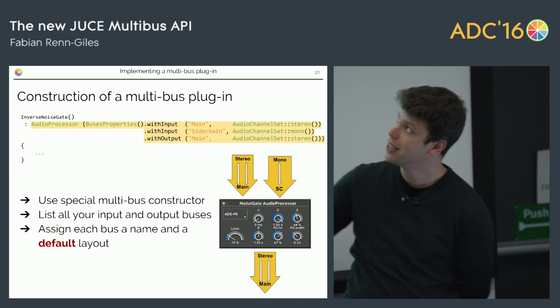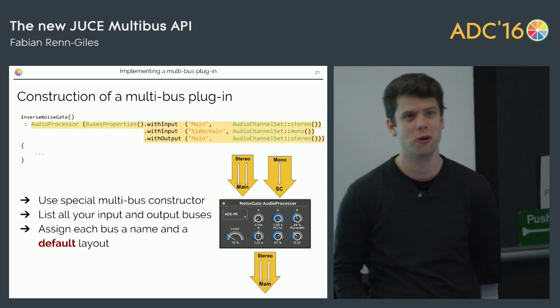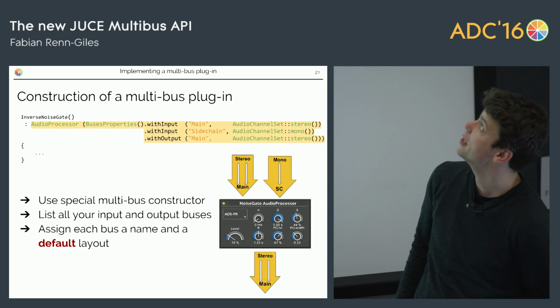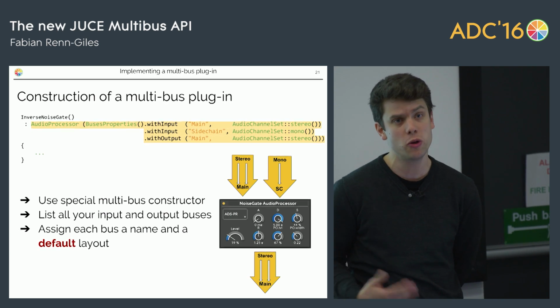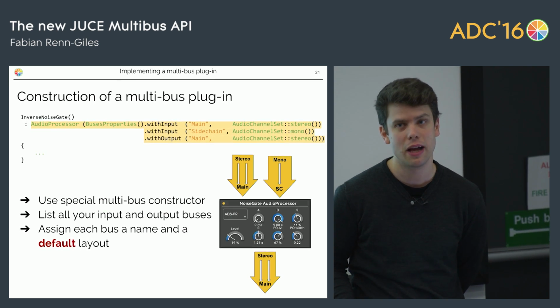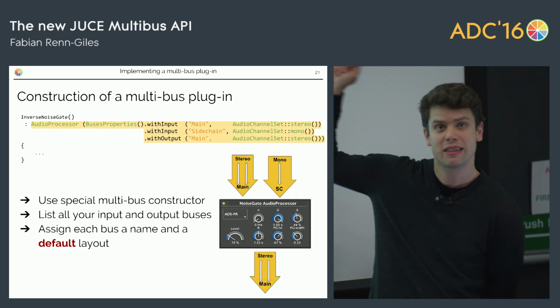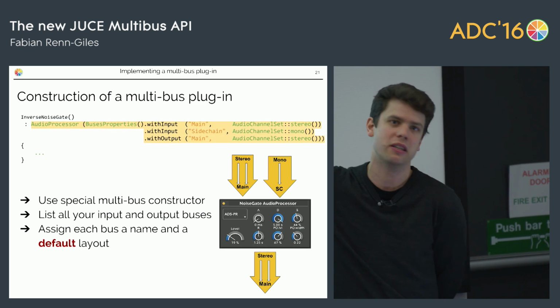And I'd really, really like to stress that this is the default layout. There's much confusion on the forum. I just read this morning somebody saying, hey, I set my default layout to 5.1, but when I load it in Cubase, it comes up as stereo. And that's because they're inserting their plugin on a stereo track. This is just the default layout. In fact, Cubase and Logic hardly ever respect the default layout.